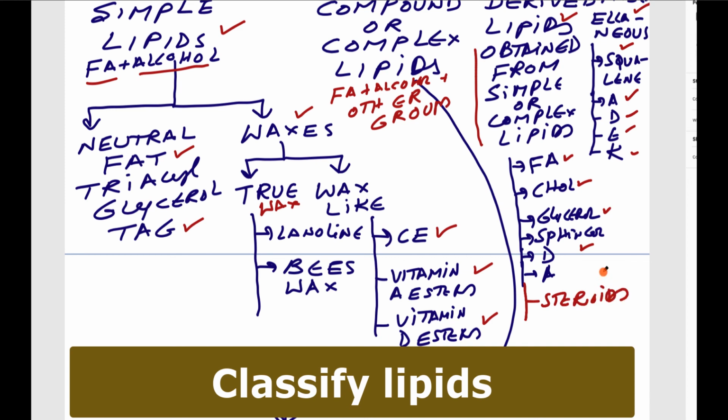An important class. This is about the classification of lipids, how lipids are classified into different classes. In the next session, we'll take up some other aspects of lipids. Thank you very much.